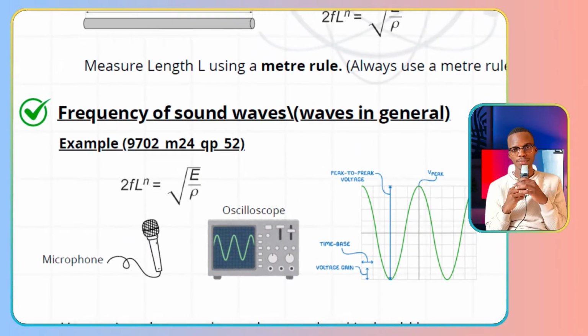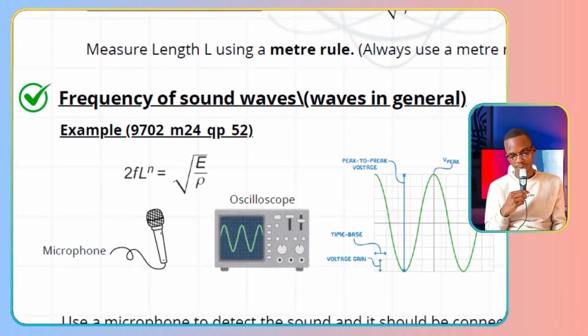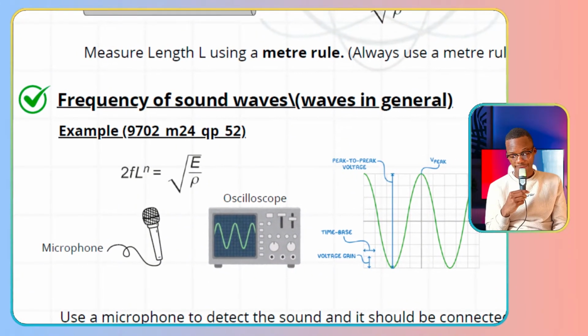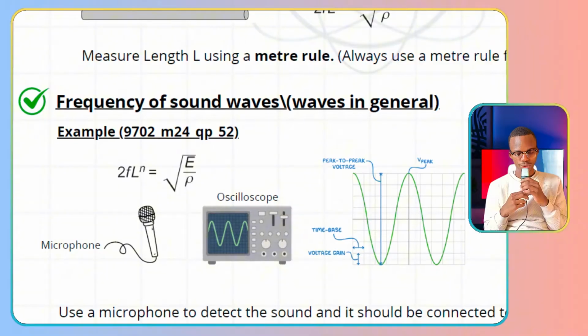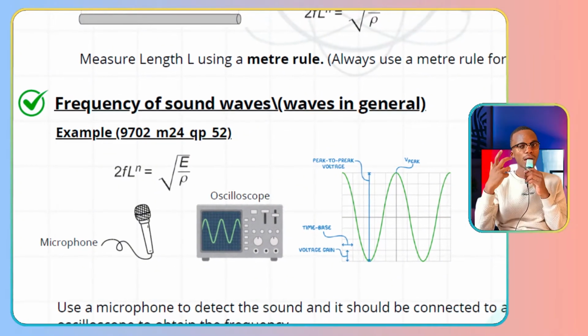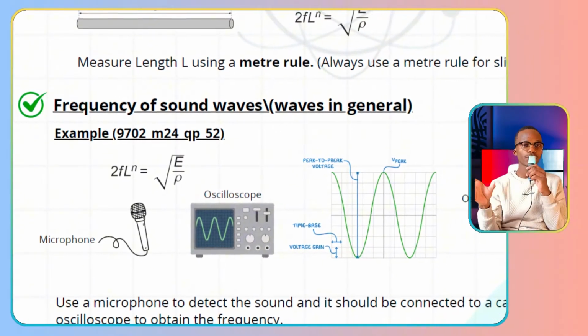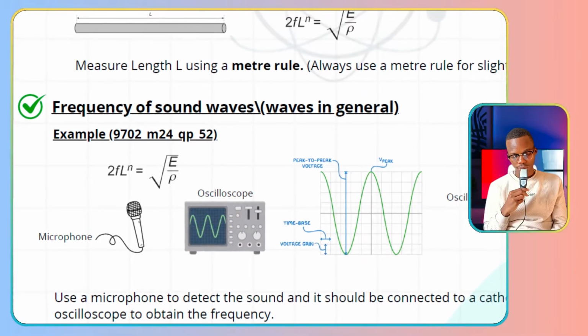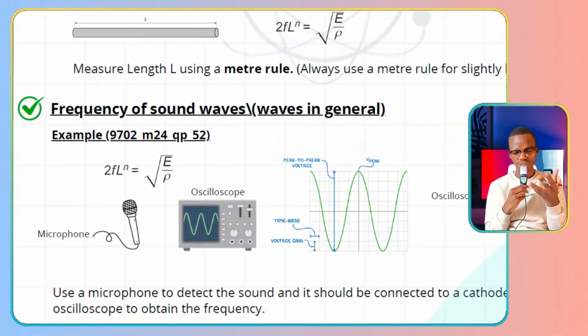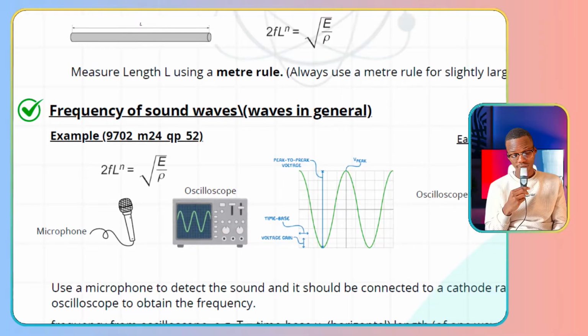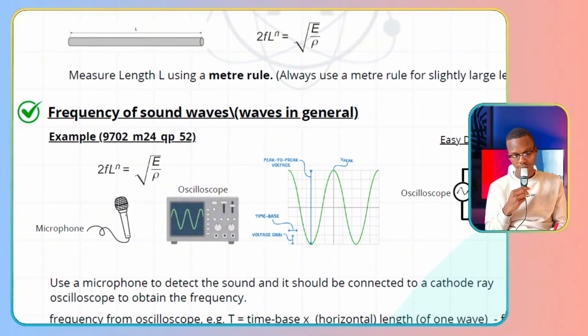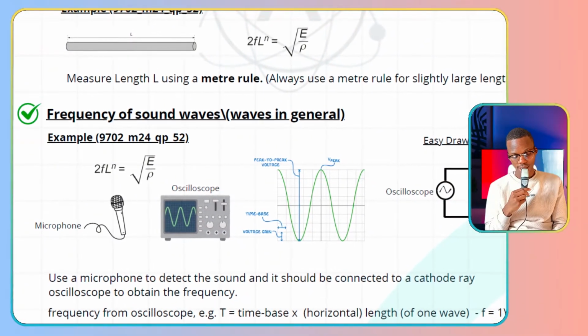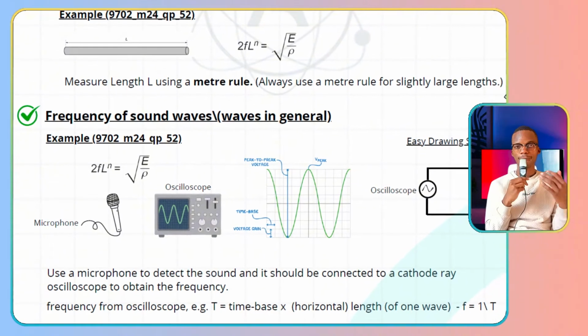Frequency of sound waves, or waves in general. In the same example from that year, you can see we had f being the frequency. The frequency is basically the number of complete oscillations per unit time. We can use a microphone whenever you have sound experiments to detect the sound, and it should be connected to the cathode ray oscilloscope to obtain frequency.